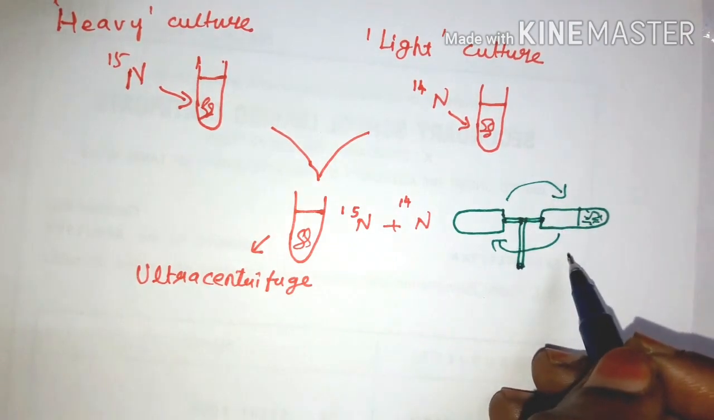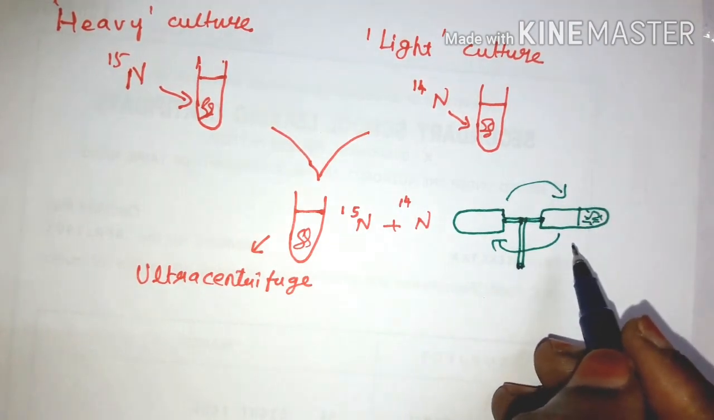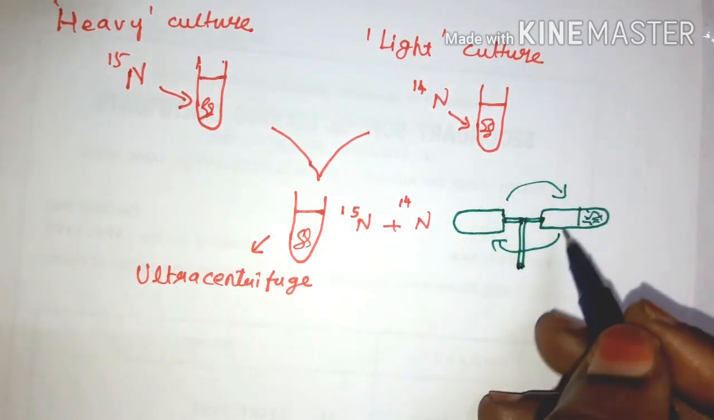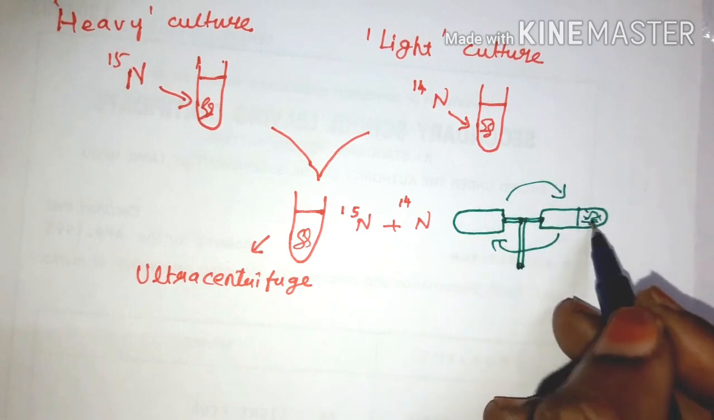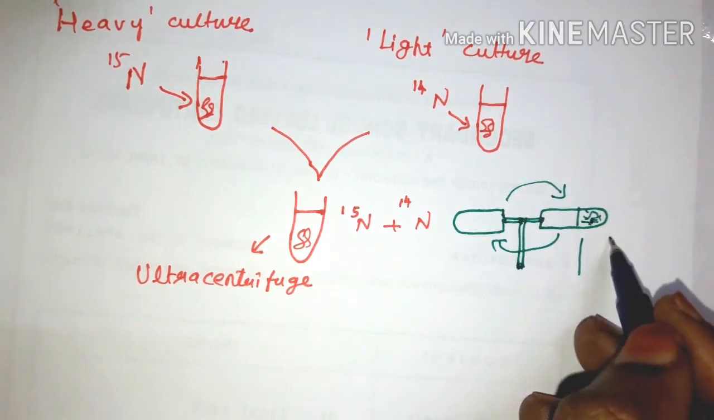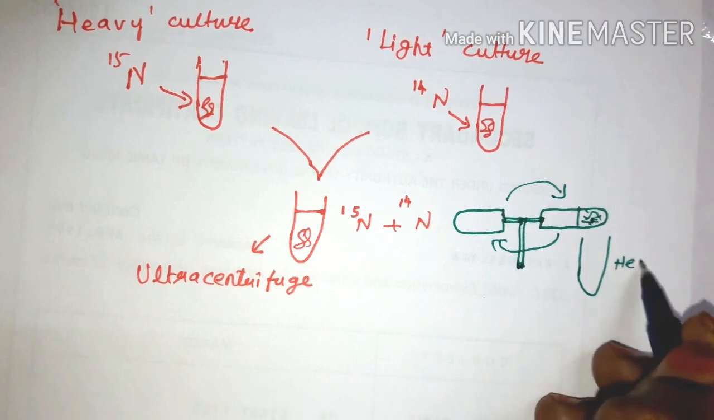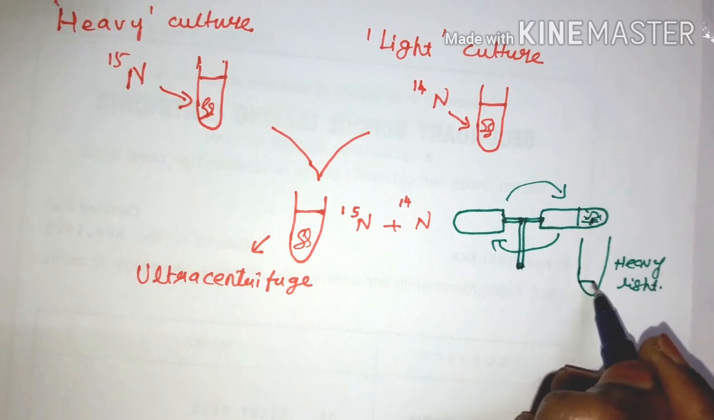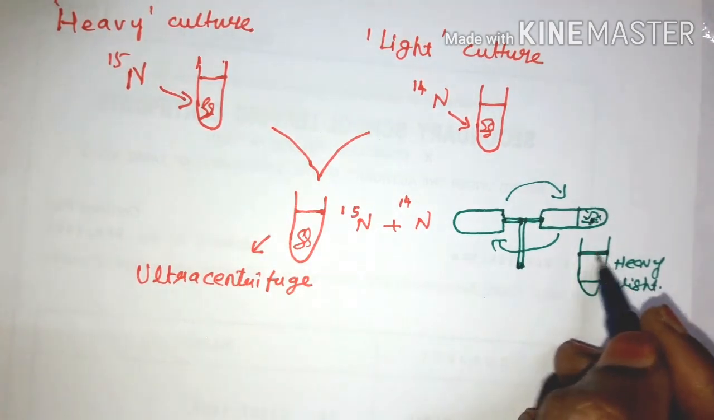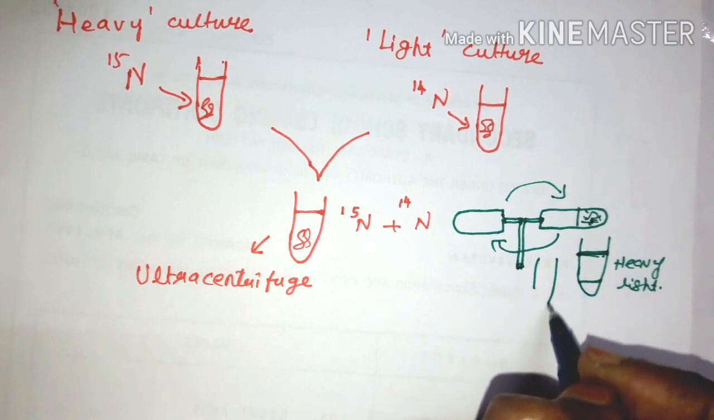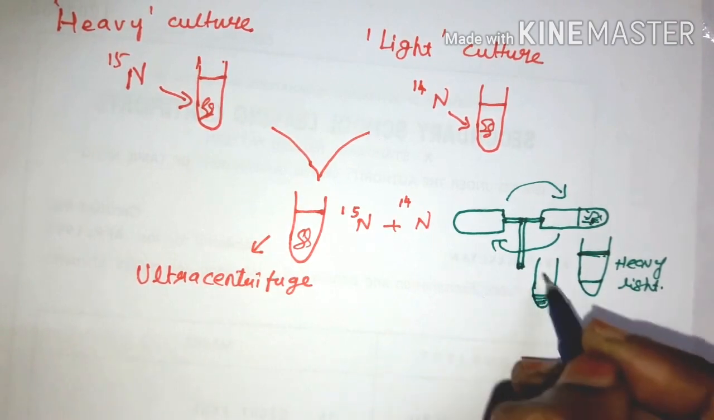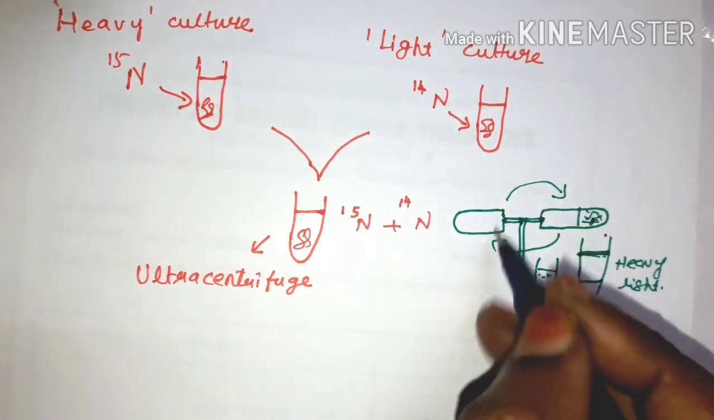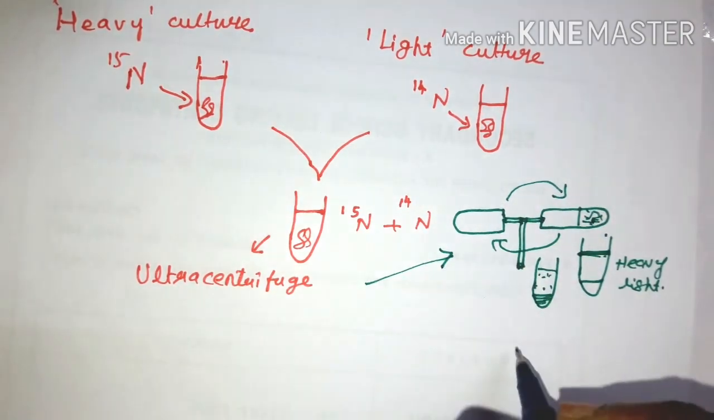It is run at some range of speed so that a density gradient will be followed. So this rotation makes the content settle down according to the heavy and light particles. We can say light particles are down and heavy particles are at the top, or else it may differ, heavy particles down or light particles up. Like that, band formation will occur during this ultracentrifugation.